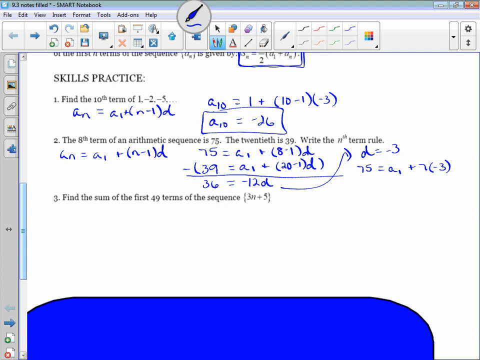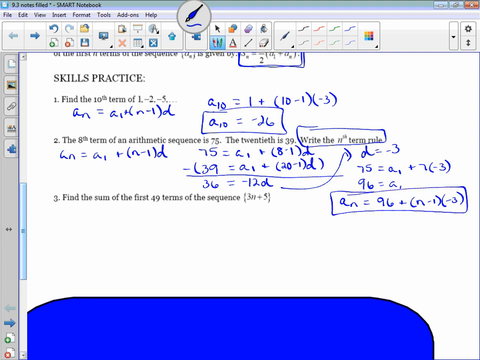So we're really going to be adding 21 to both sides. You guys okay with 96 for your a sub 1? You're still not done. You have to actually write the nth term rule. So please don't find all the pieces and then forget to write the final answer. So we would say a sub n equals 96 plus n minus 1 times negative 3. That is your final answer.